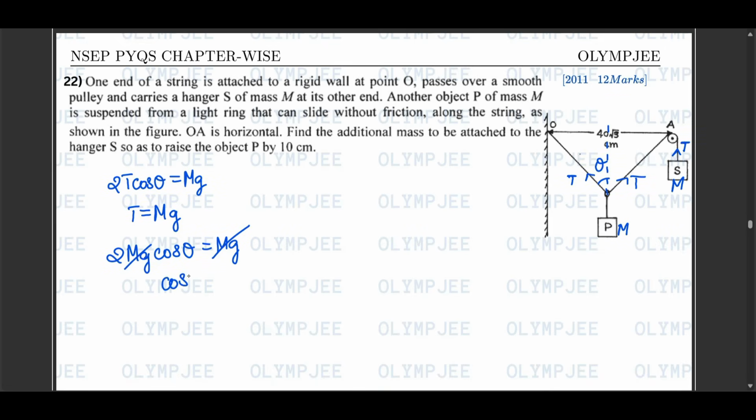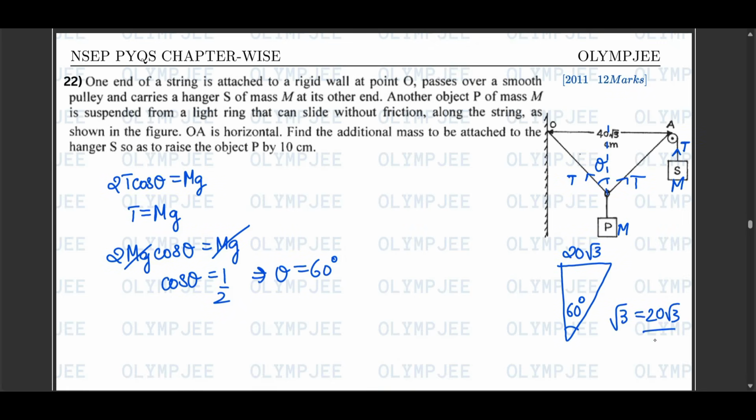So cos theta is equal to half, which implies that theta is equal to 60 degrees, right? So this angle is 60 degrees. So we will get that this half length will be 20 root 3. This will be 60 degrees. So tan 60, which is root 3, is equal to 20 root 3 by this height. So height will come out as 20 meters, right?